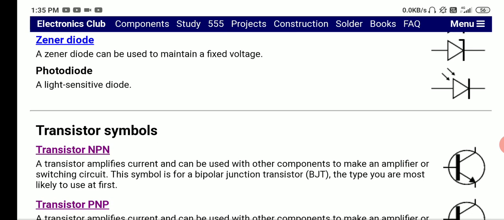Next is photodiode, a light sensitive diode. Photodiode means if you apply light to it, then it will work.